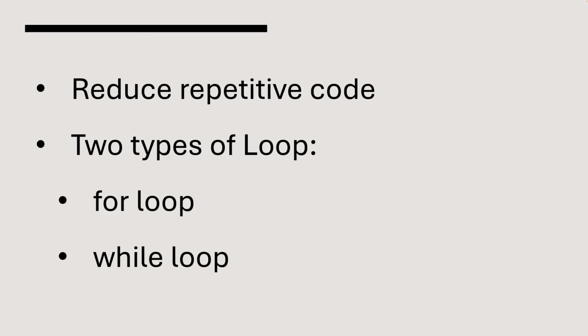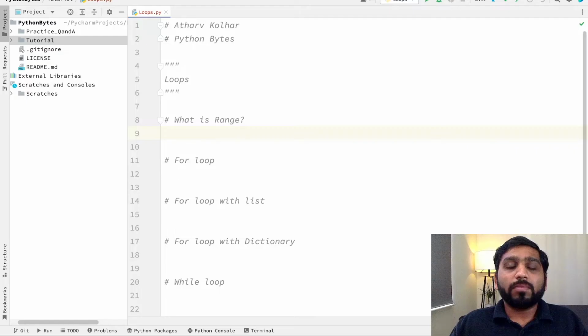Let us now start coding to understand loops in Python. Welcome to the coding section of Python Bytes. In this section, we will see what for and while loops are. Before we start looking at loops, let us see what the range function in Python is.